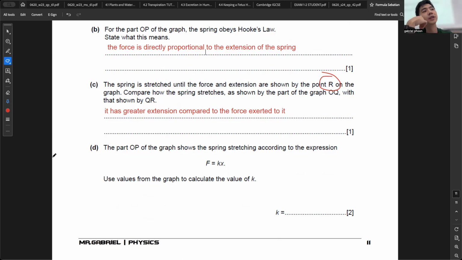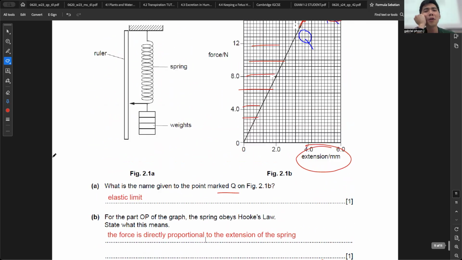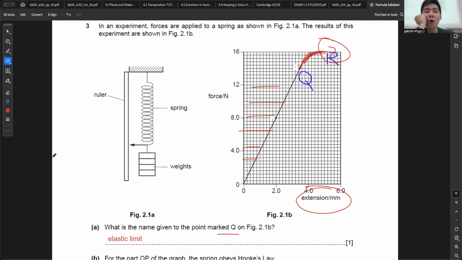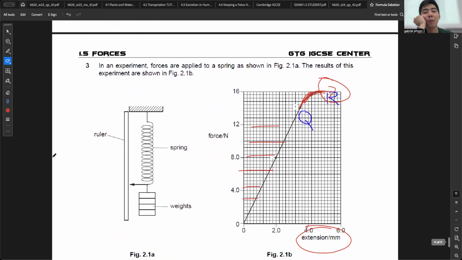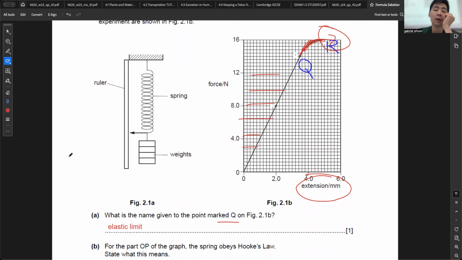What's your answer for the spring constant? 4,000. No, do it again. 4,000 Newton meter. Oh, you converted it into meters. Okay, because the answer is most likely in N/m. That's why I converted it. What's your working? Oh, I also did.